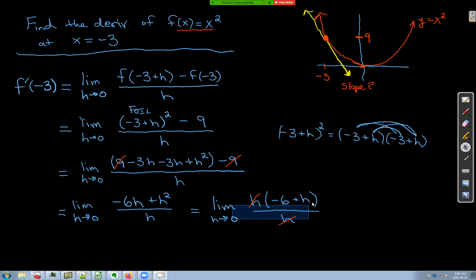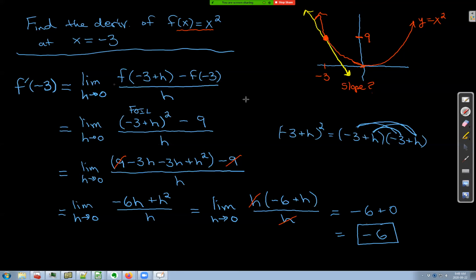If I plug in... wrong thing, wrong tool. If I plug in 0 now, I get a number. I just get -6. Well, maybe I'll write -6 plus 0 for emphasis, but that of course is just -6. So that's my derivative.